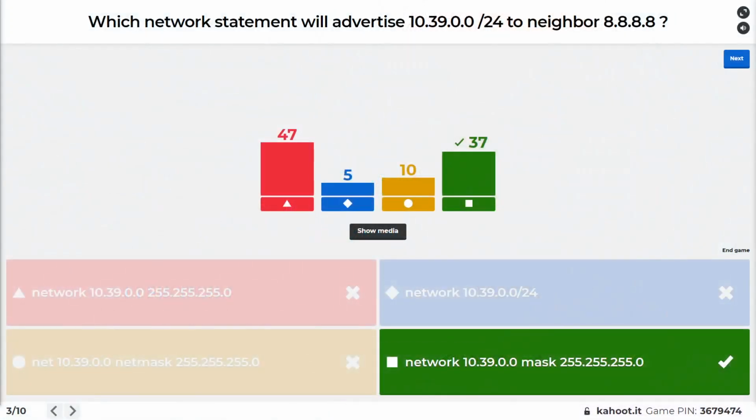All right, as we continue on, let's take a look at this question. So which network statement will advertise 10.39.0/24 to the neighbor? We don't actually even need a topology for this. For BGP, the way we advertise networks is this. This network has to be in the routing table of the router who wants to advertise it. But this is the syntax. If you saw it in a config, that's what it would look like.